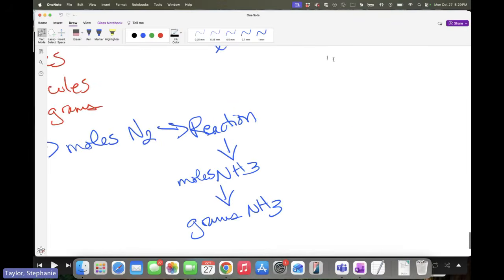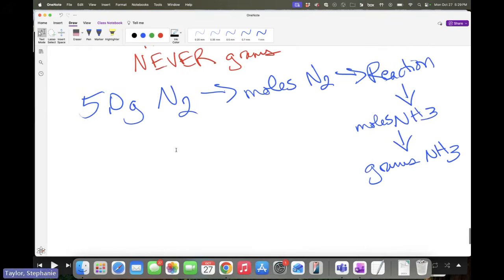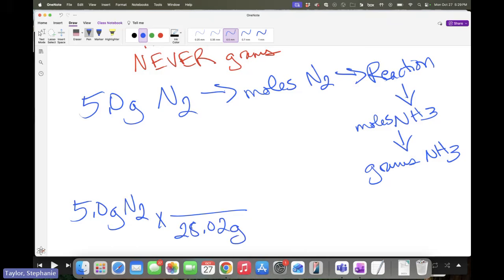So I'm going to put this periodic table over here. Nitrogen is 14.01. There are 2 of them, so 14.01 times 2 means that for this 5 grams of nitrogen, since there are 2 nitrogens, there are 28.02 grams of nitrogen in 1 mole. From there, I have moles of nitrogen, so that's what I need.